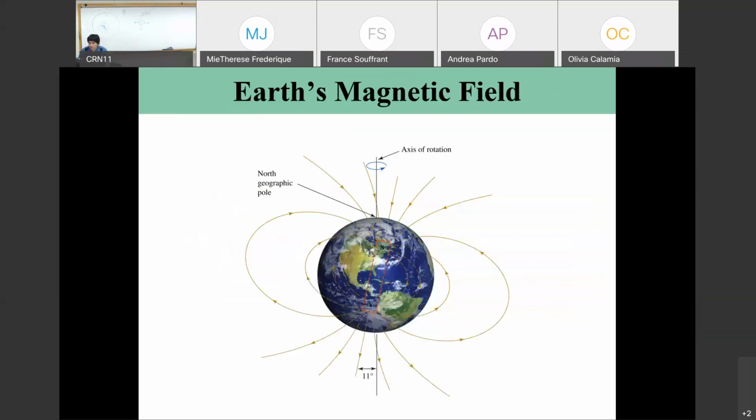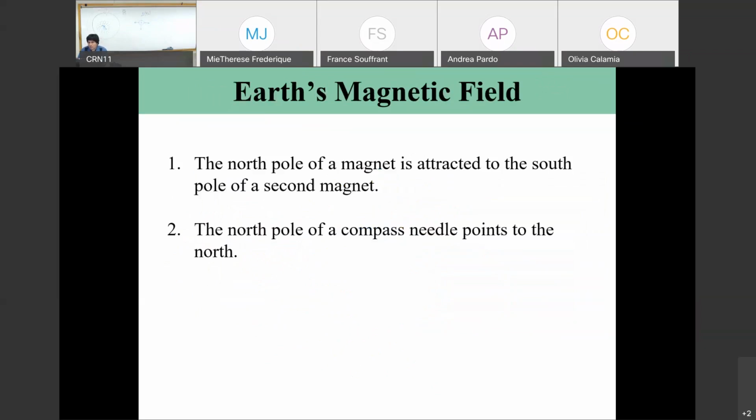We talked already about this, the magnetic field on the Earth. The north pole of a magnet is attracted to the south. The north pole of a compass needle points to the north, right? So even though the magnetic field goes from north to south, we have that the needle is always pointing towards the north due to the direction of the magnetic force.